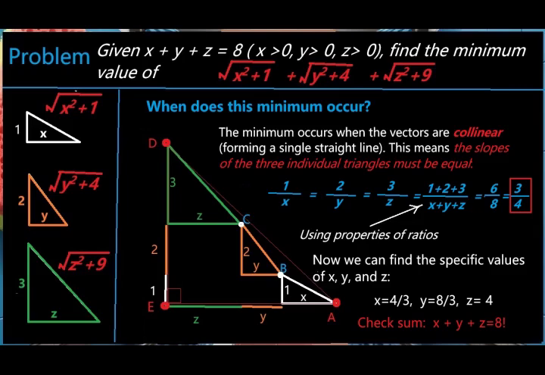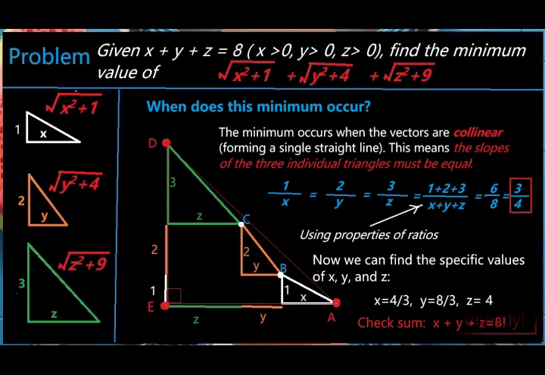Using this slope, we can find the specific values of x, y, z. x is equal to 4 over 3, y equals 8 over 3, and z is equal to 4. Adding all of them results in the checksum of 8.